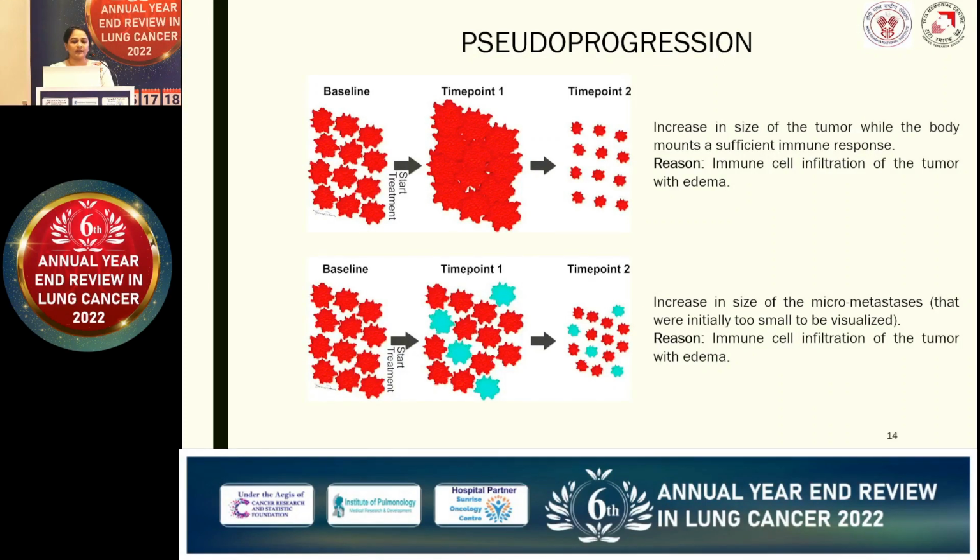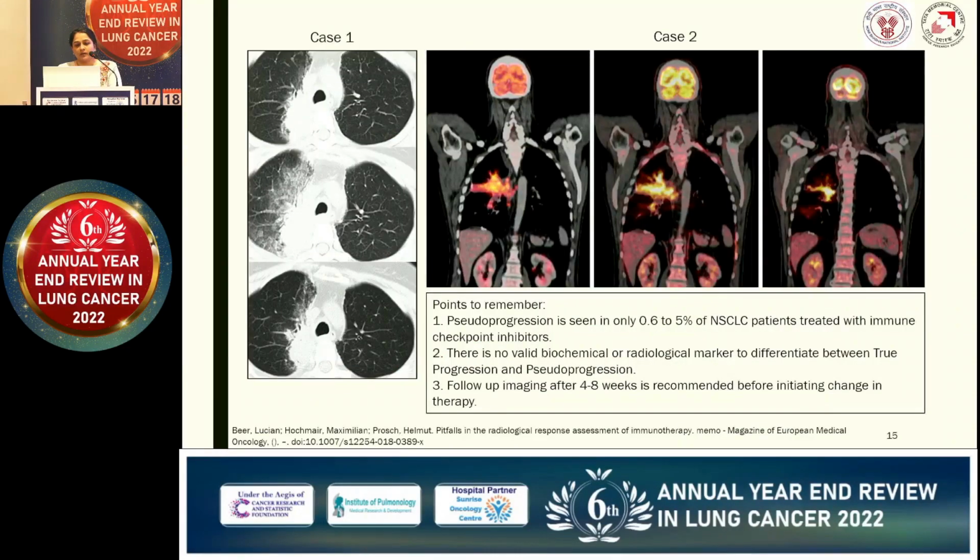Now time point 1 can have either an increase in size or new lesions, and this happens because of immune cell infiltration of the tumor, or by edema. And time point 2 will then give us the true picture. We have two cases here. We can see that between the baseline and the second scan, these are two separate cases.